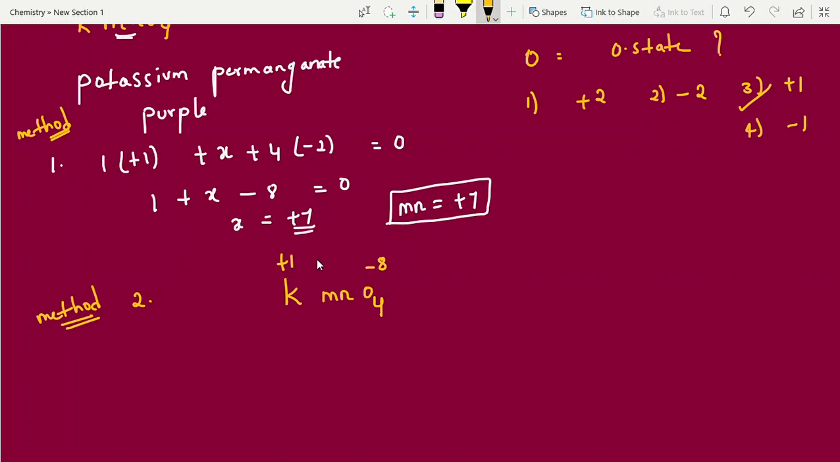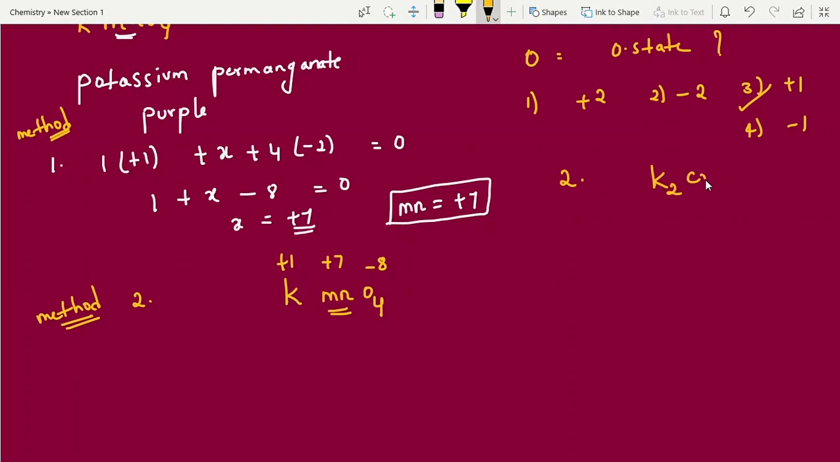What is left out here? +7. +7 +1 +8. This is -8. Overall compound value 0. See, easy. You can work out like this. But in board examination, we have to follow the method like this. You have to present on the paper like this. Clear? Now, go to the next example.